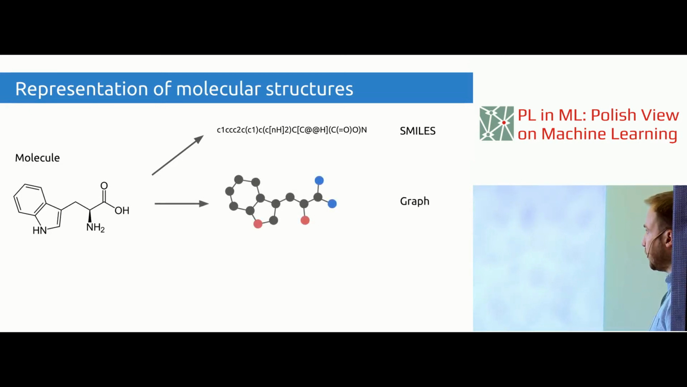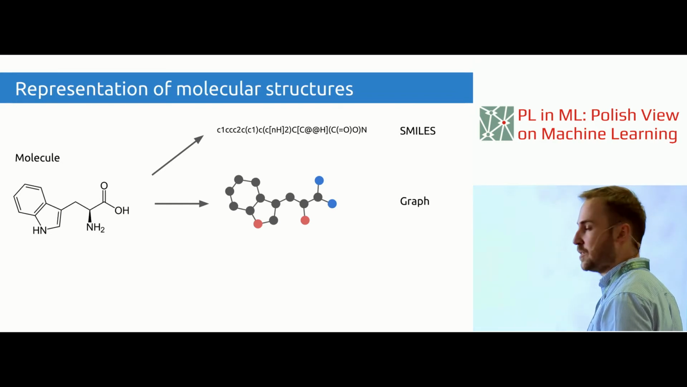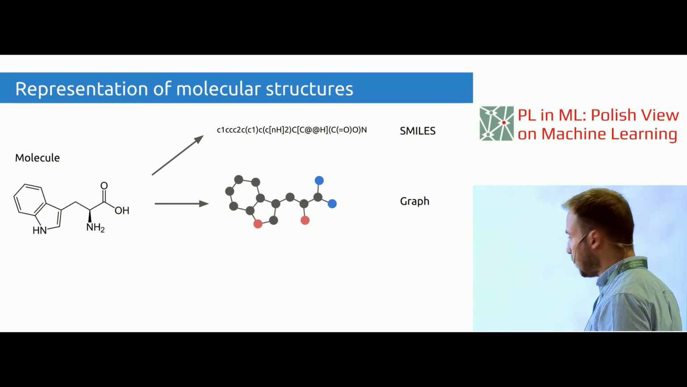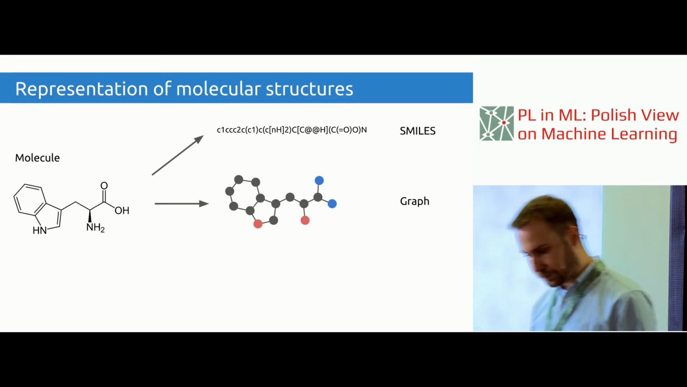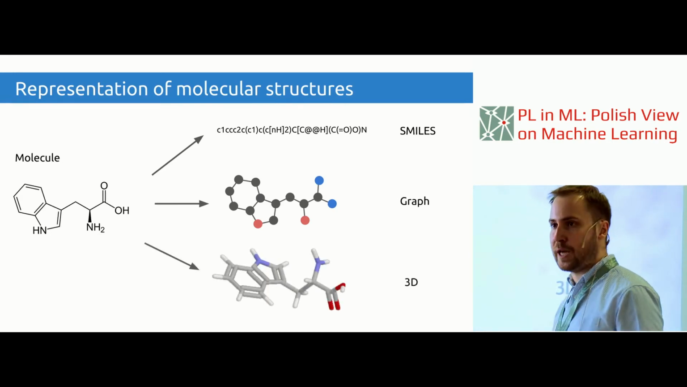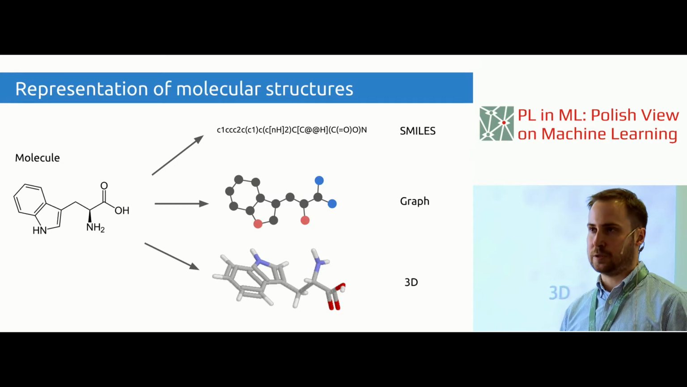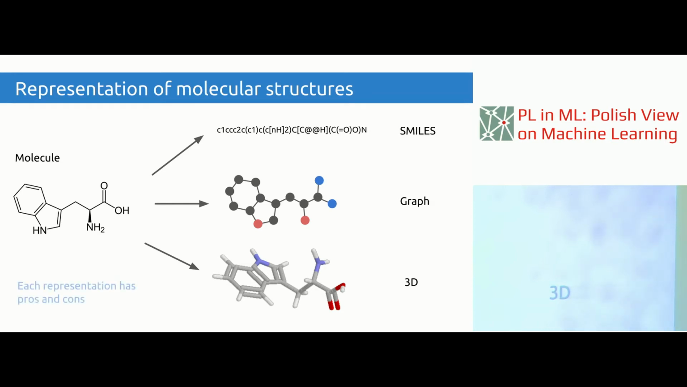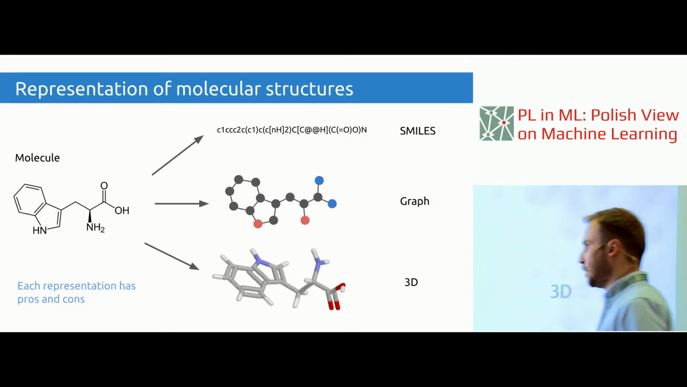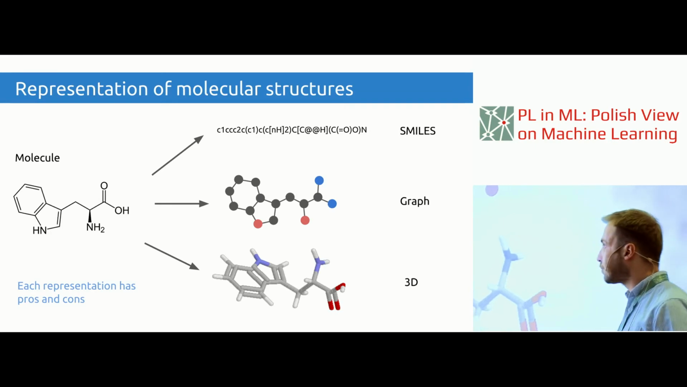The next representation is graph-based representation. So you represent atoms as the nodes, and you represent bonds as graph edges. And during the rest of my talk, I would like to focus on this representation. And the last one is three-dimensional representation. So basically, you just represent your molecule as a cloud of points in three-dimensional space. Each of these representations has pros and cons, but maybe I will leave it for further discussion.